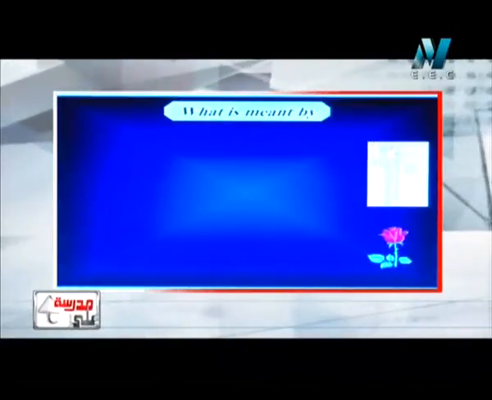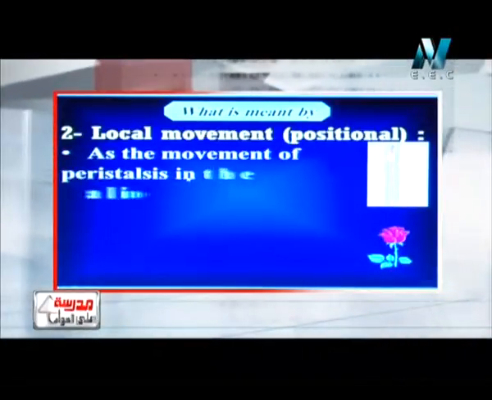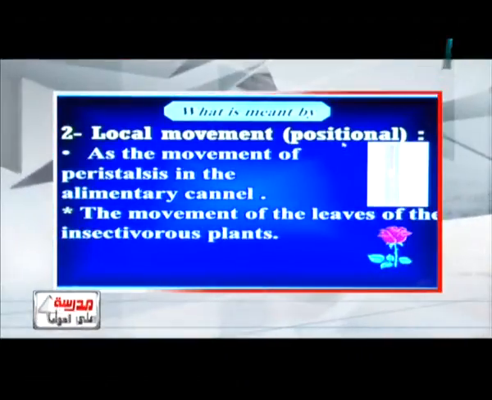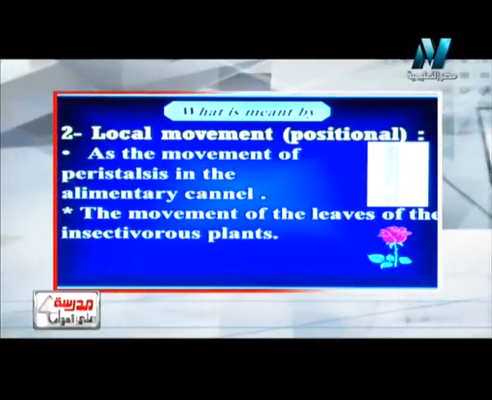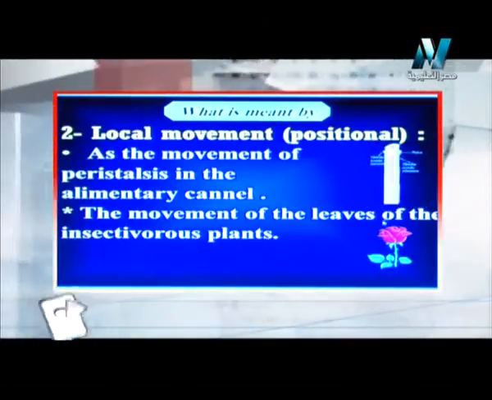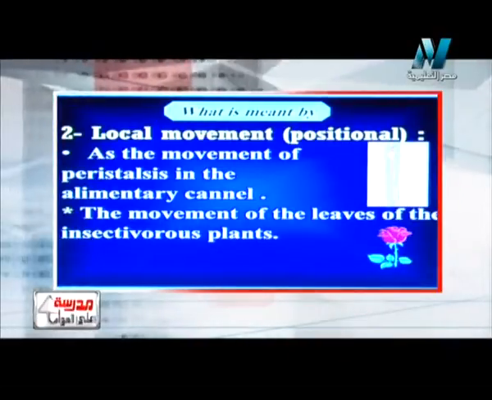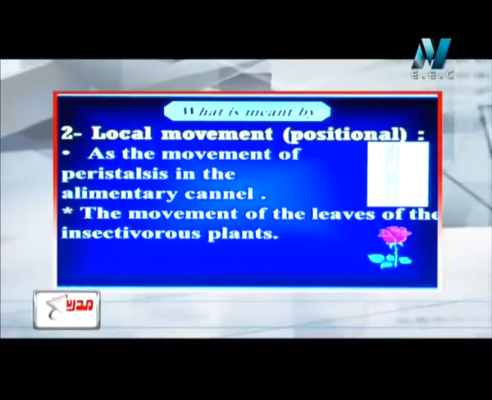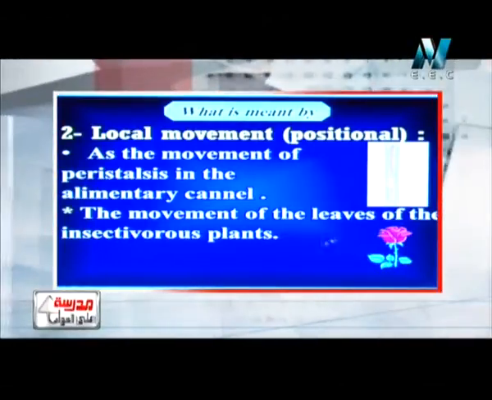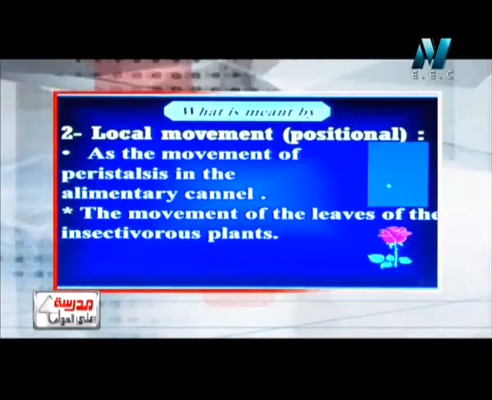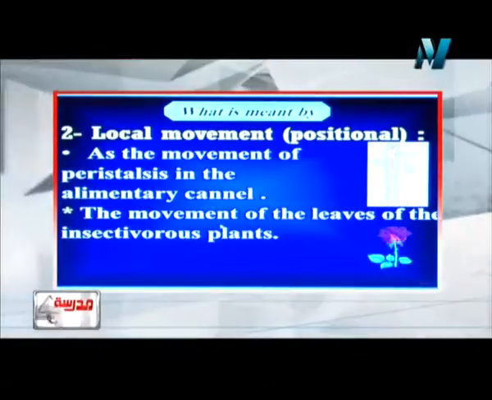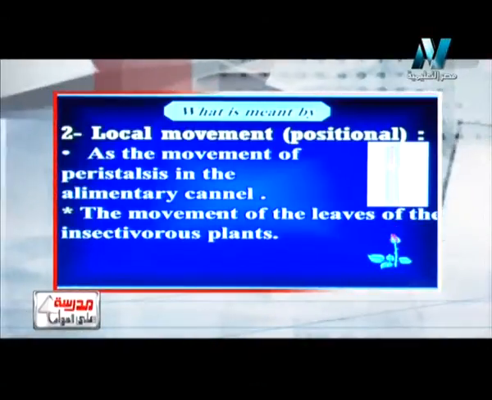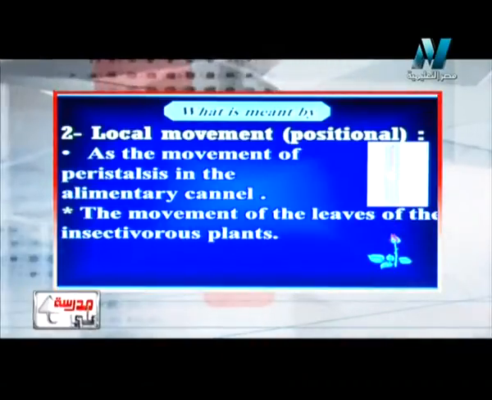But what about local movement as a type of movement? Local movement, which is called positional movement, includes the peristalsis that appears in the movement of the bolus inside the esophagus or the alimentary canal, which takes place by a series of contraction and relaxation. It also includes the movement of the leaves of insectivorous plants or the petals of flowers, and also the guard cells of the stomata, which act as a kind of positional movement.